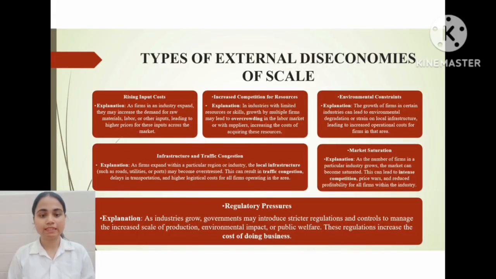The sixth one is regulatory pressures. As an industry grows, the government may introduce stricter regulations and controls to manage the increased scale of production, environmental impact, and public welfare. There are lots of things a business or a firm has to face for society. The regulation increases the cost of doing business. If the government increases the rules and regulations, the firm has to put effort into them, and it can also incur a huge cost.